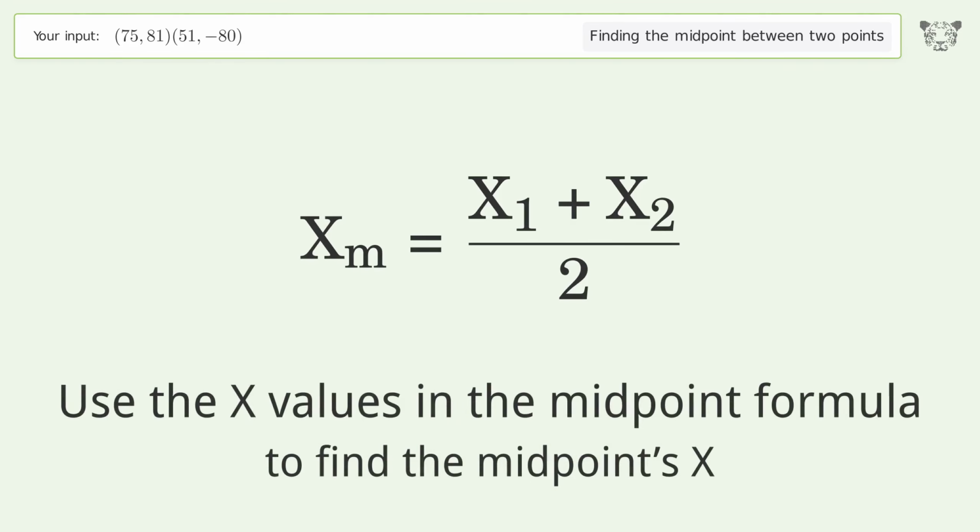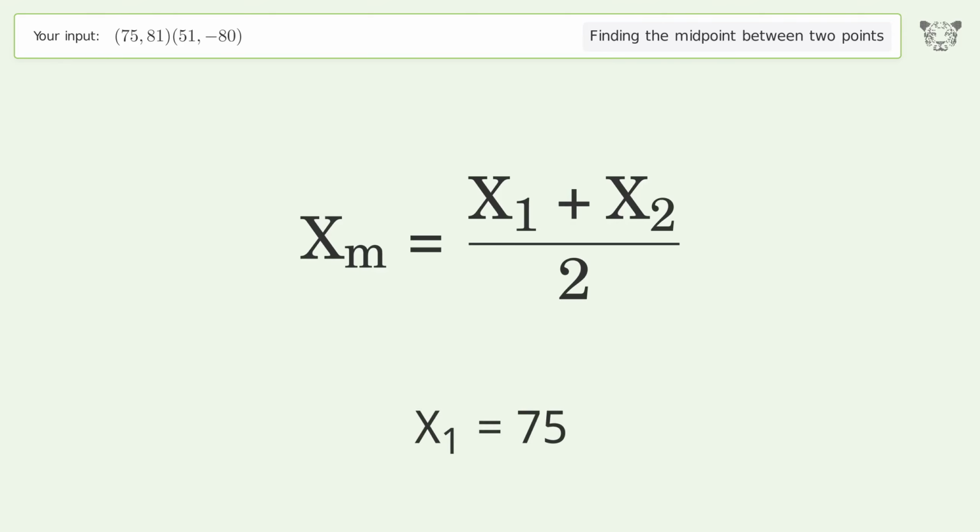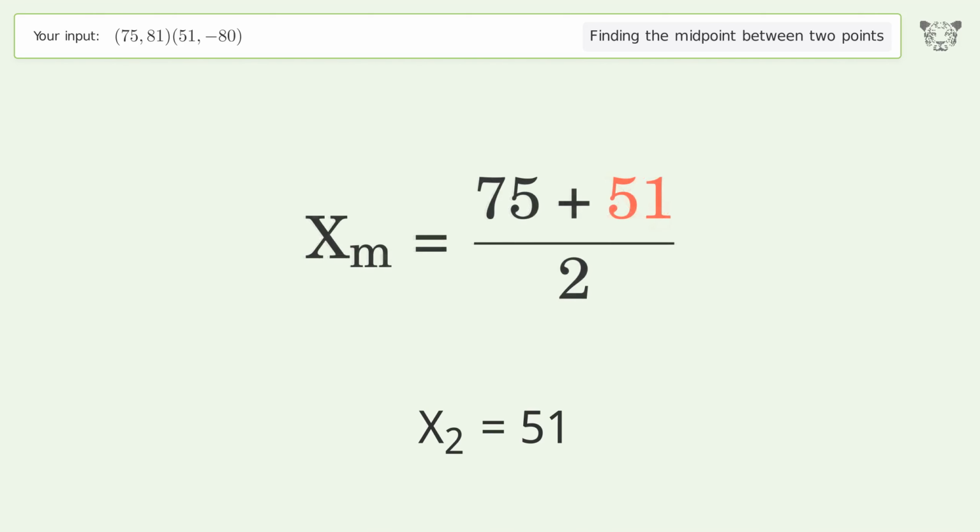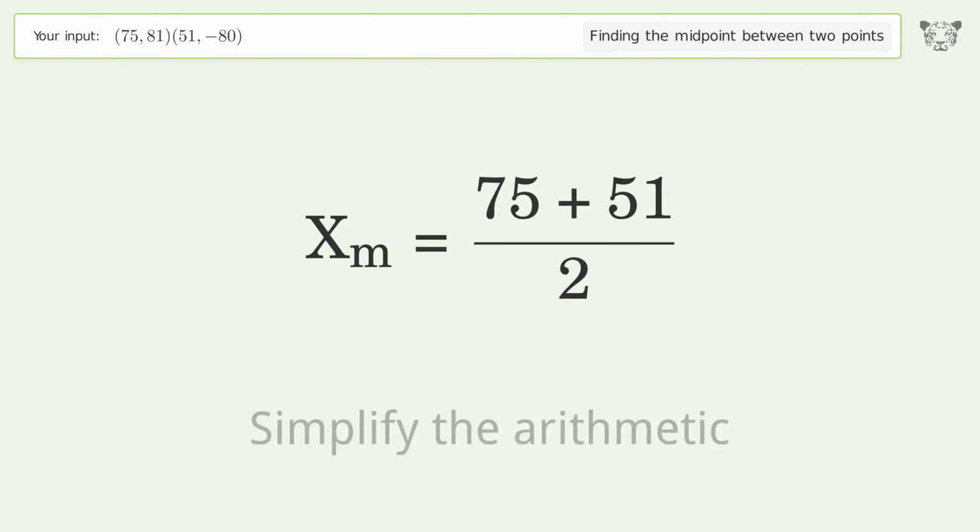Use the x values in the midpoint formula to find the midpoint's x. x1 equals 75. x2 equals 51. Simplify the arithmetic.